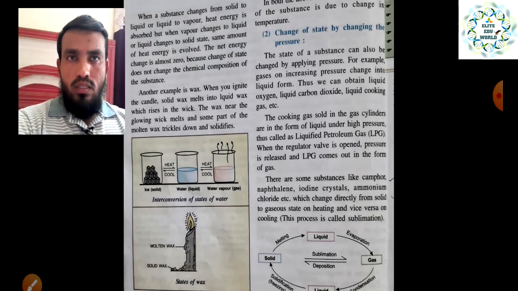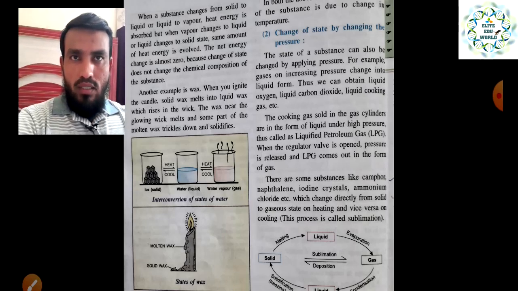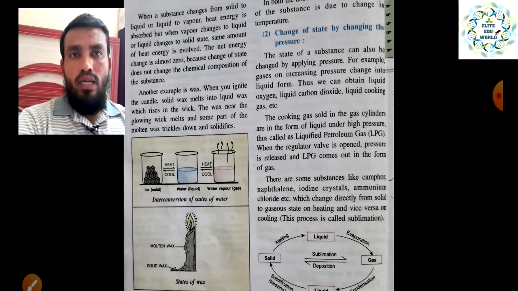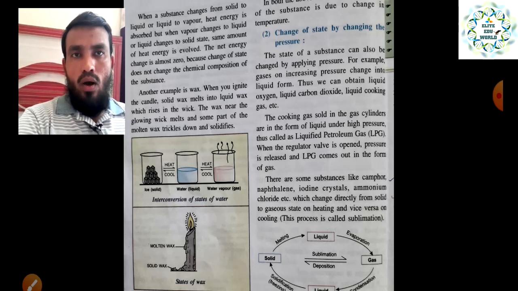So when substances change from solid to liquid, liquid to gas or vapor, what will happen? If you are melting something, like melting ice, when the substance converts from solid to liquid or liquid to gas, energy will be absorbed or lost from that matter. And when we do the opposite, changing liquid to solid or vapor to liquid, the heat will be released in the same amount. So the exchange of energy, the net amount of energy, will become zero.